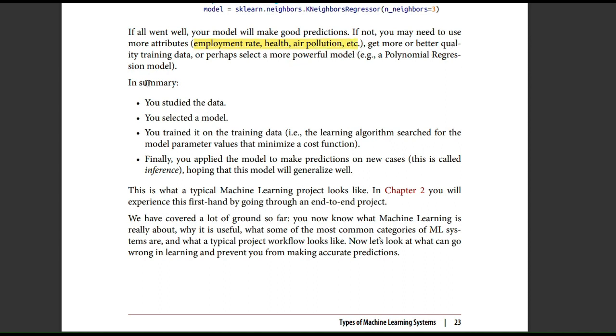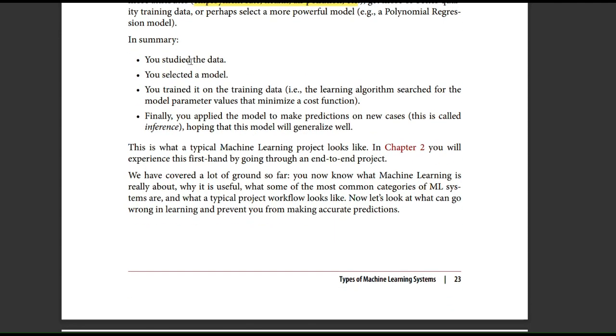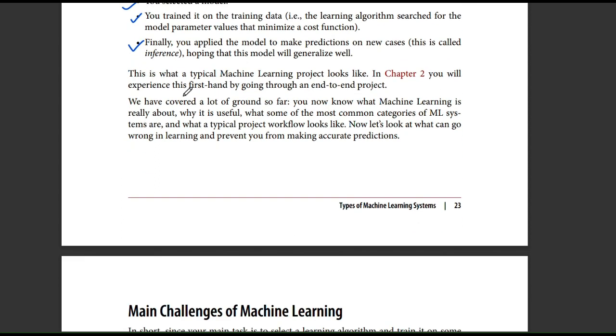So if all went well, your model will make good predictions. If not, you may need to use more attributes. You may need to introduce more features, like for this example, employment rate, health, air pollution, etc. Get better quality training data, perhaps select a more powerful model. In summary, we just studied the data, selected a model, trained that model, and then finally tried to make predictions using that model.